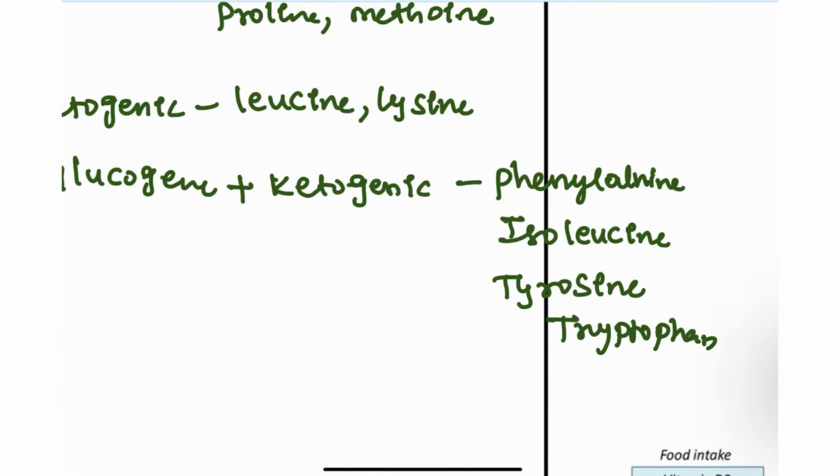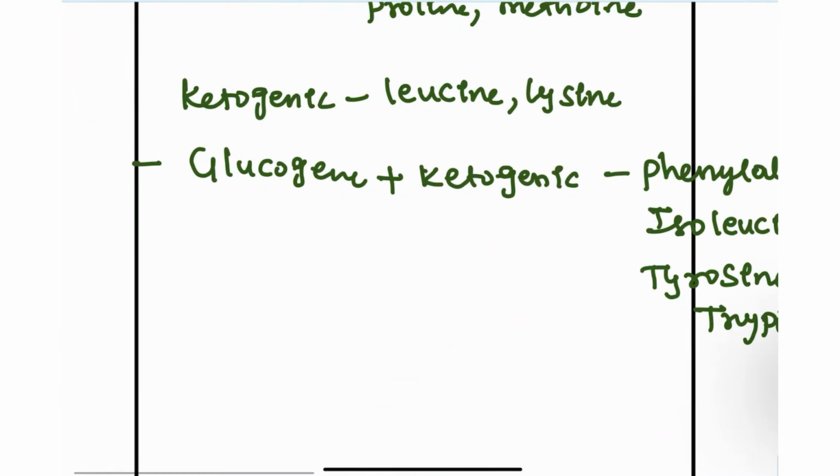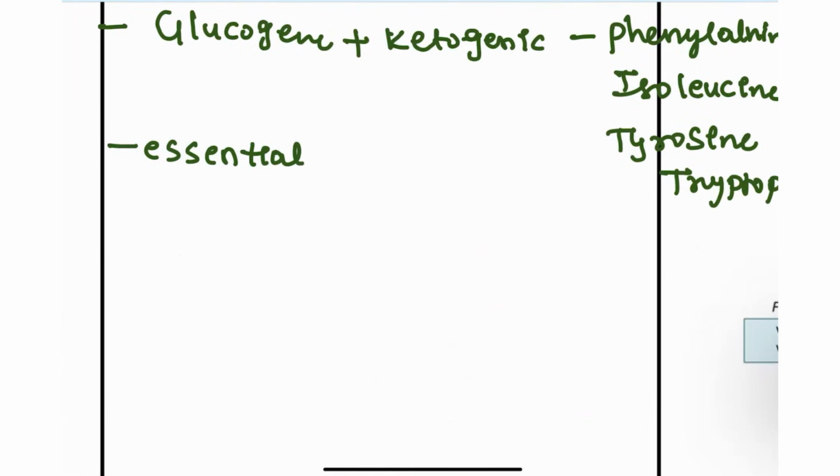These are for the glucogenic and the ketogenic. So all the remaining ones are going to be the glucogenic types. Next, essential and non-essential. What are the essential?